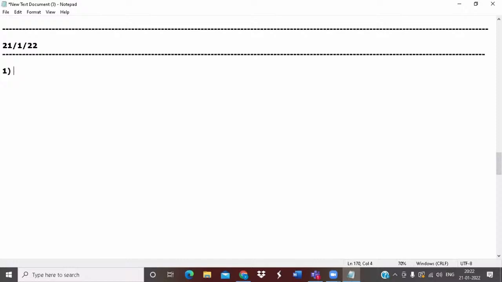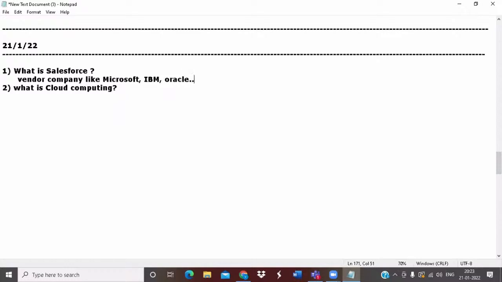So in the last class, we discussed two important points. First, what is Salesforce? Second, what is cloud computing? Let's try to recap all the points. Salesforce is a vendor company like Microsoft, IBM, Oracle. Like these companies, Salesforce is also a vendor company.